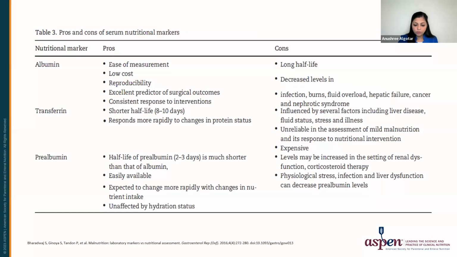Here are some of the pros and cons for use of these proteins as biomarkers. Albumin can be easily measured, is relatively low cost, is reproducible, and is a good predictor of surgical outcomes. However, it's not reliable as levels decrease in several disease states and inflammation. Pre-albumin is preferred due to a short half-life, and thus changes can be measured sooner. However, it is still unreliable as an independent marker of nutrition.